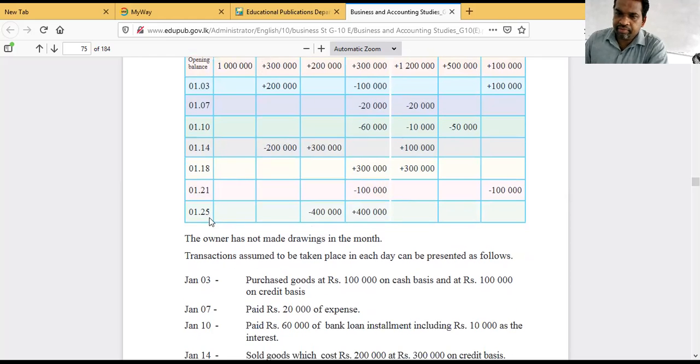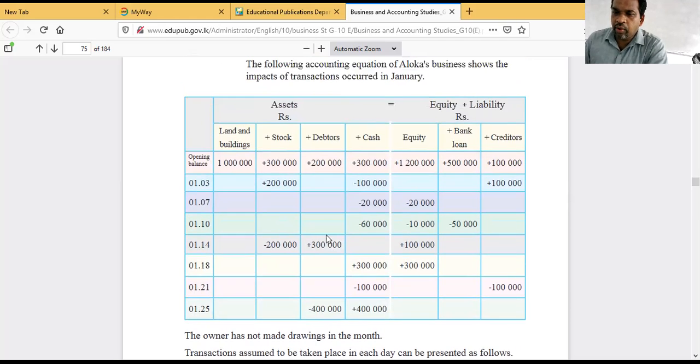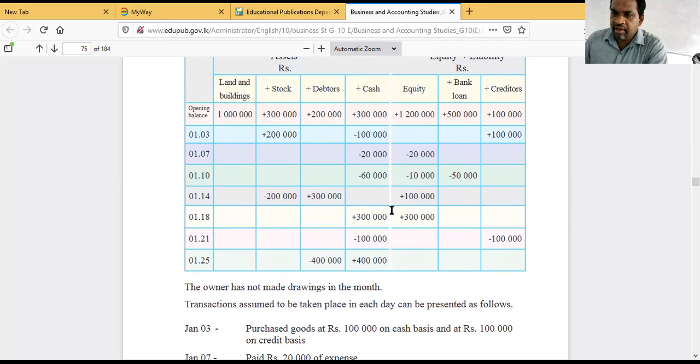Last transaction occurred 25th January. They have recorded 400,000 under debtors minus and cash plus 400,000. That means they have got money from debtors. You can say the business received 400,000 rupees from debtors. That's why they have put plus 400,000 under cash and minus 400,000 under debtors. When the debtors pays the business, debtors value will come down. The cash, as the business receives money, cash will increase.